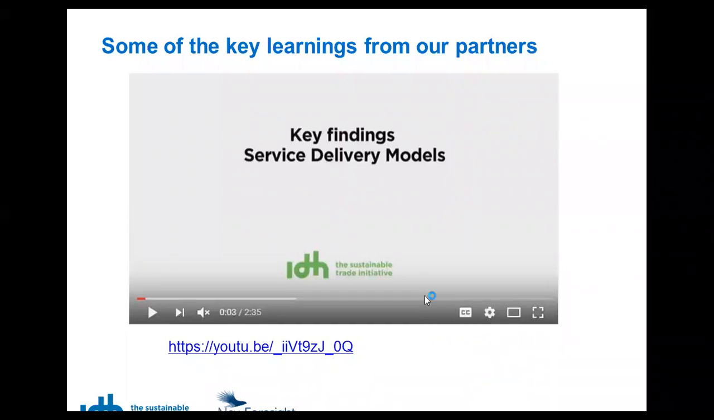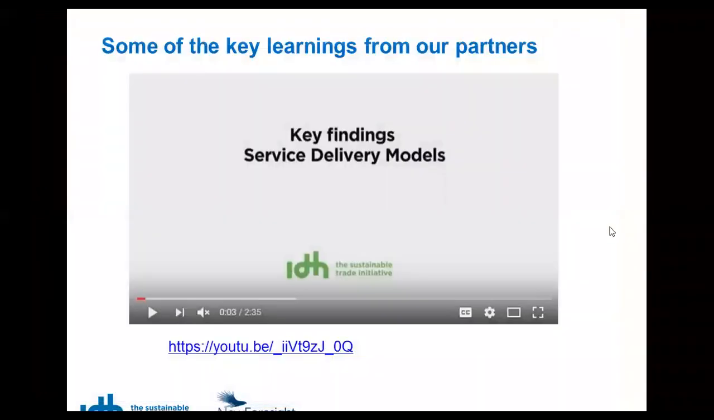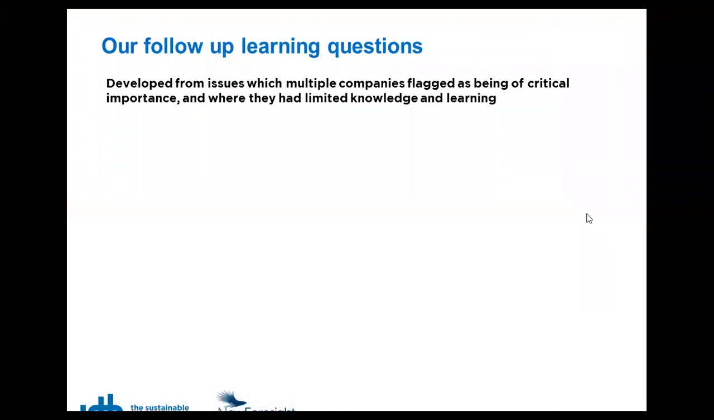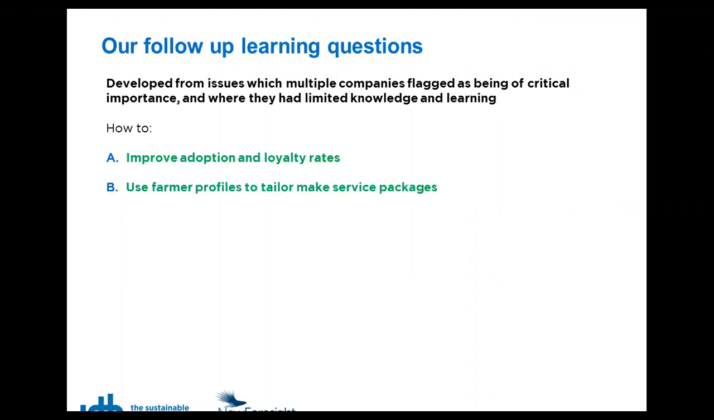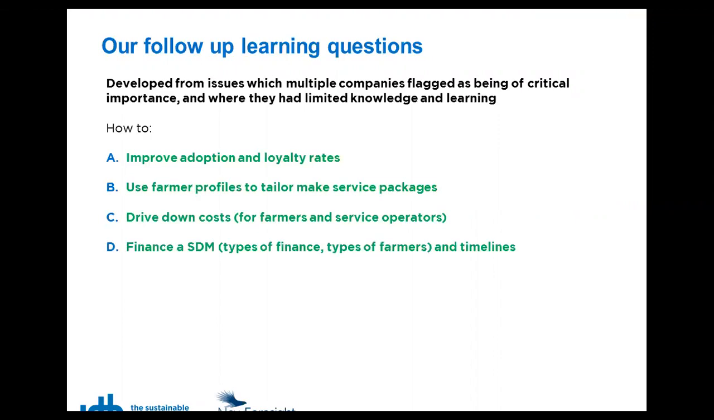We know that there's also a lot that we don't know yet, and a few of our key learning questions are: what drives adoption, and how can you improve loyalty rates? We know that farmer profiles are being used, but not at large scale yet, so how do you best use those? A very important one: how do you drive down costs, both for farmers as well as for service operators? And how do you do the financing of a service delivery model?